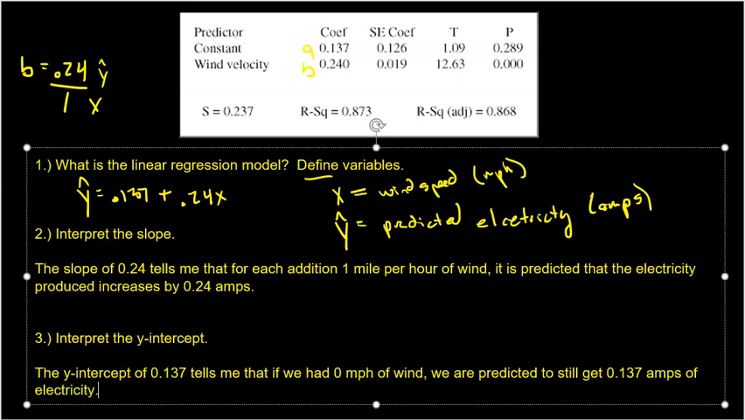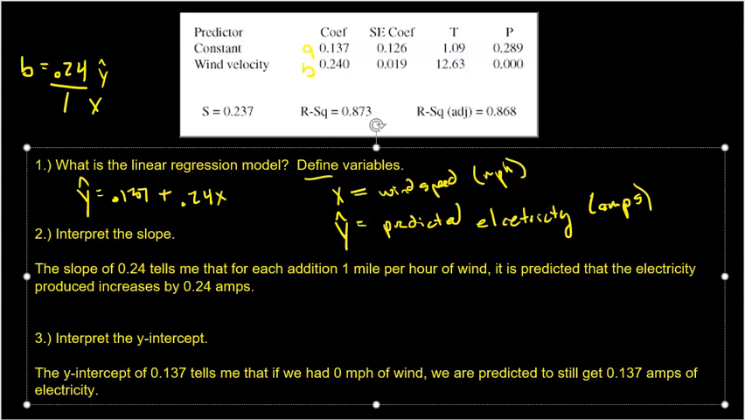Now, that might be extrapolation, because remember our wind speeds ranged from 10 to 40 miles per hour. So making a prediction for 0 would be extrapolation. I'm still going to write that sentence. I'm not wrong by writing it. It just may not be 100% accurate.